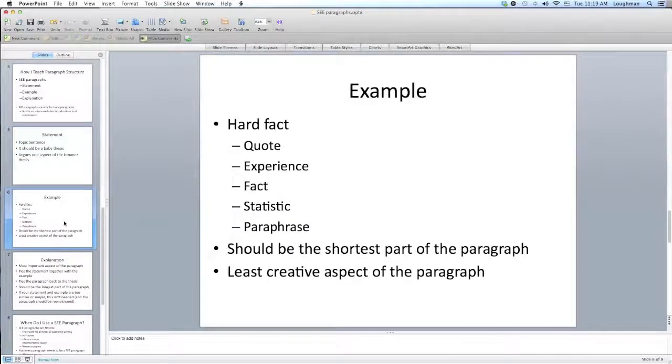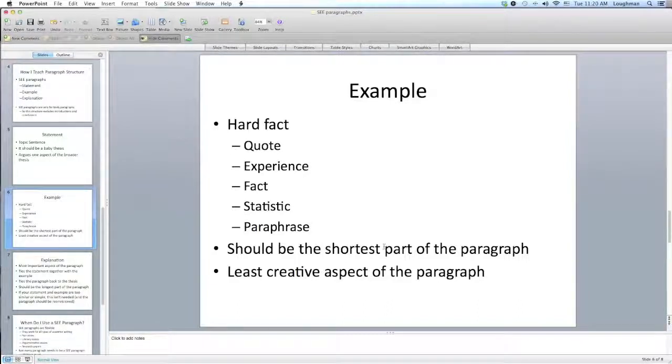The example is hard fact. So it's quotes, it's personal experience. Hey, look, when I was in high school, this happened to me. I mean, that's a fact. That's not an opinion, that happened, or you lied. But I can't really tell if you lied about your personal experiences. But it's hard fact, statistics. It's paraphrase. It's not your opinion. It just is.